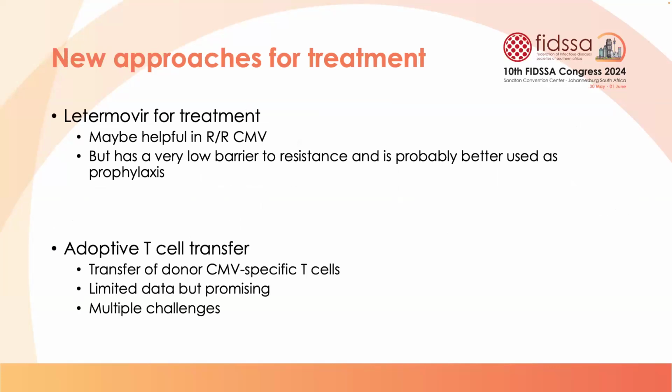And then adoptive T-cell transfer. So this is also an emerging therapy. It's basically giving a patient who has resistant or refractory CMV T cells from another patient which are CMV specific. But there are obviously multiple challenges with this, things like HLA mismatches, and also just the availability of donors. So it really is something that in its current form is not really a commercially or frequently available option.